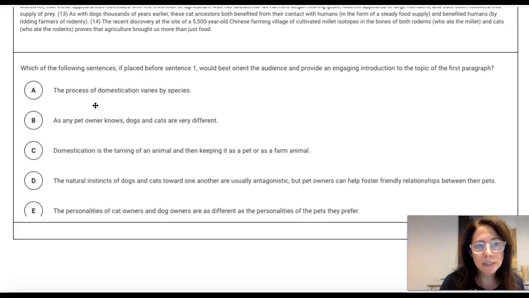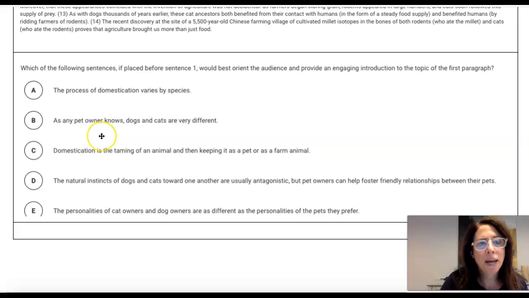So I eliminated A, the process of domestication varies by species. That's just too broad. We're not talking about any species at all. This essay is all about cats and dogs, and I know that it needs to orient the audience and provide an engaging introduction to the topic of this first paragraph. So I'm going to cross that out.